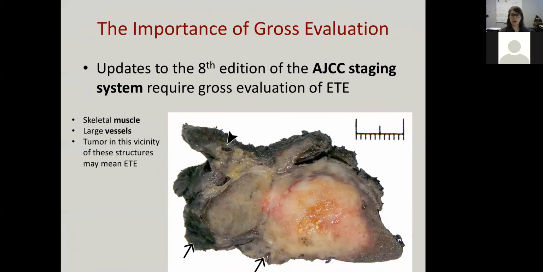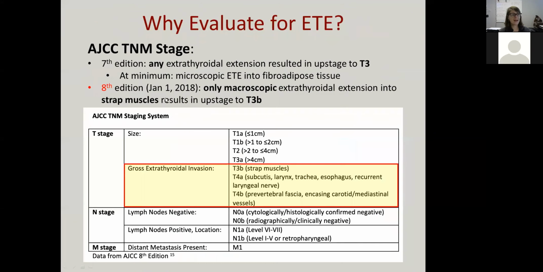One thing I've been asking our grossers to do is to evaluate for the gross extent of extrathyroidal invasion, if present, specifically because of the new AJCC, well, not new anymore, but the 8th edition AJCC staging criteria. So in the past, in the 7th edition, any extrathyroidal extension, minimal into the fibroadipose tissue, resulted in an upstage to T3. Now the 8th edition criteria are much more stringent, saying only macroscopic, meaning grossly visible extrathyroidal extension into the skeletal muscle results in an upstage to T3.